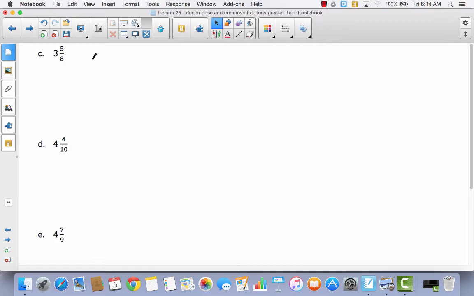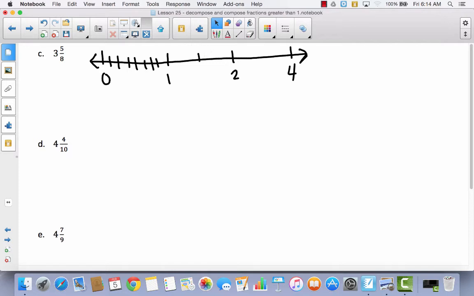Okay, so let's draw our number line. So it says 3 5/8. So that means that we need to go from 0 to 4. And since we're talking about eighths, that means that we need to take each of these wholes and divide them into 8 parts. When I do that many parts, I like to go with fourths and then divide them in half. That way they're a little bit more even. So I'm going to divide this in half and then into fourths and then divide each fourth in half.